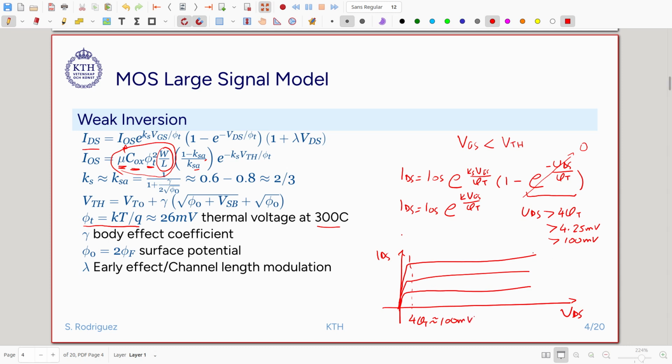Okay, there is still going to be some dependence, some slope here. These curves are going to be growing, but they will behave like a current source also. So we will be working in this area when we are designing amplifiers in weak inversion, and of course we should avoid this one because here there is no amplification.